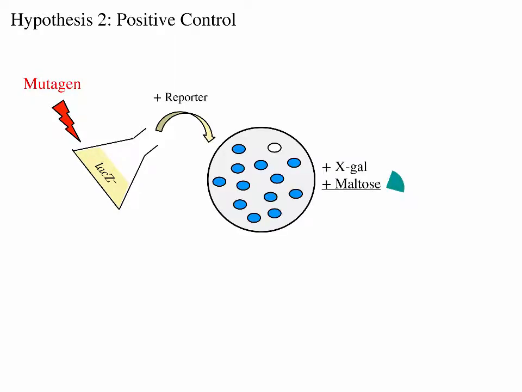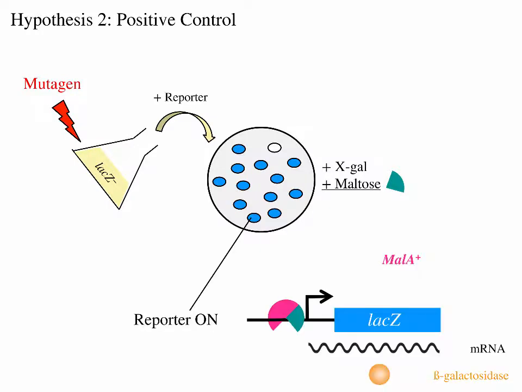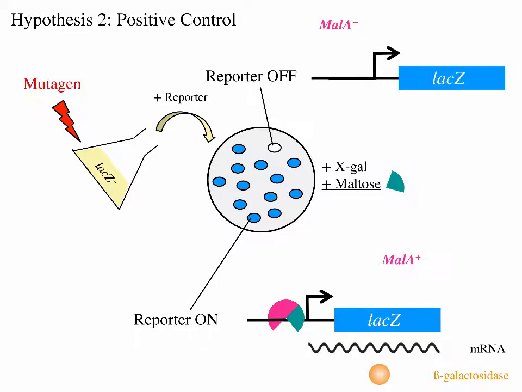To screen for mutations in the activator gene, you can grow LAC-Z minus bacteria in the presence of a mutagen, transform the bacteria with your reporter gene, and plate the cells in a medium that contains maltose. Almost all of the colonies will be blue because in the presence of maltose, transcription from the reporter will be activated. A rare white colony should have a mutation in the activator gene, so the reporter is not transcribed even in the presence of maltose.